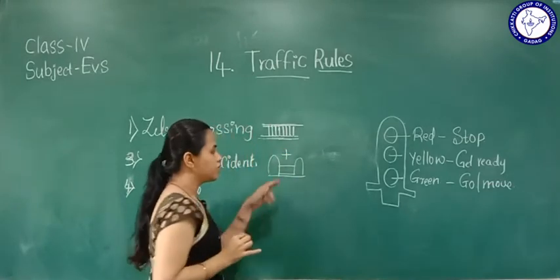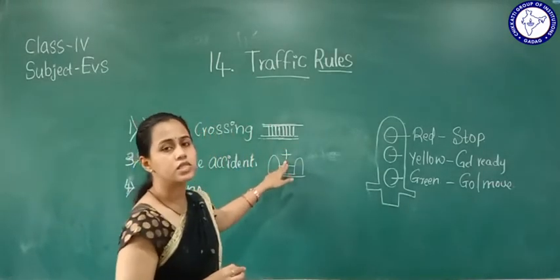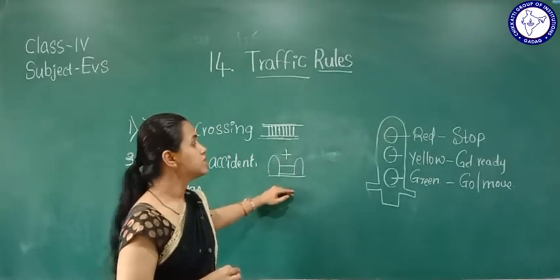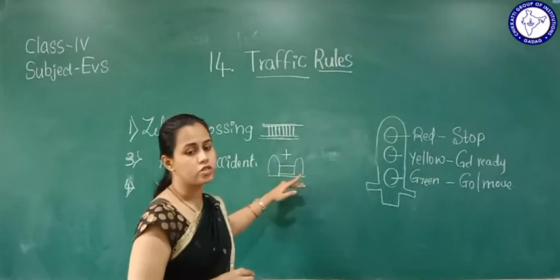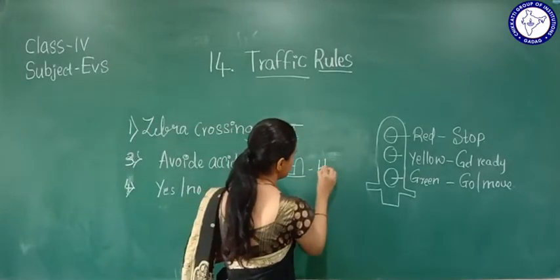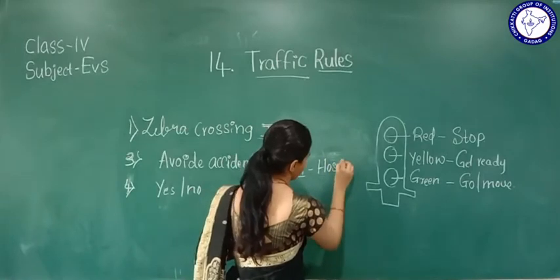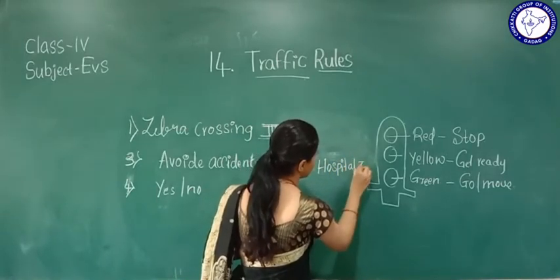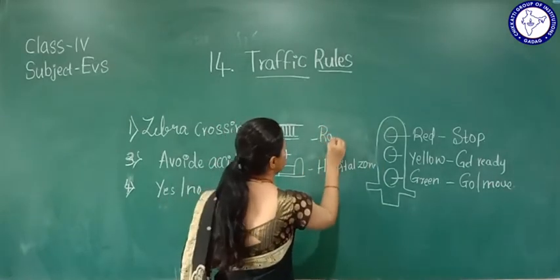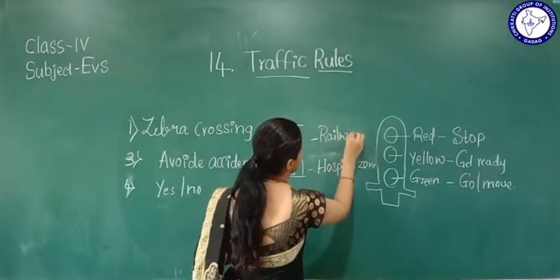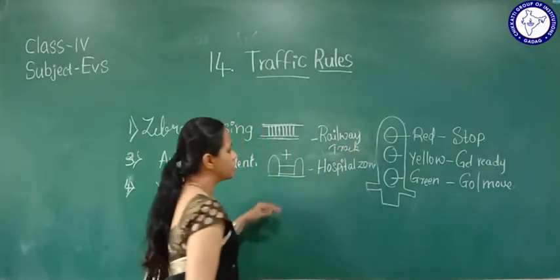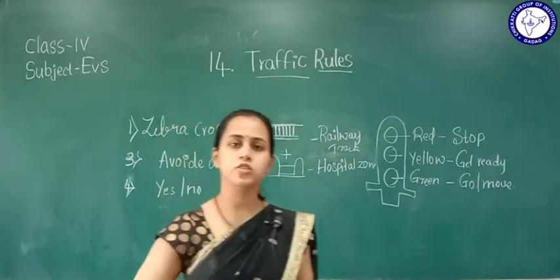So can you tell me the sign of this? It is what? Hospital. So here it's a hospital zone. Hospital zone, right? So here, railway track. So here hospital zone, the many patients were traveling, right?